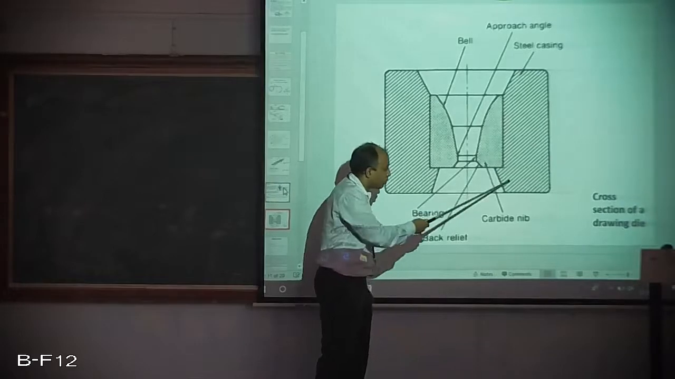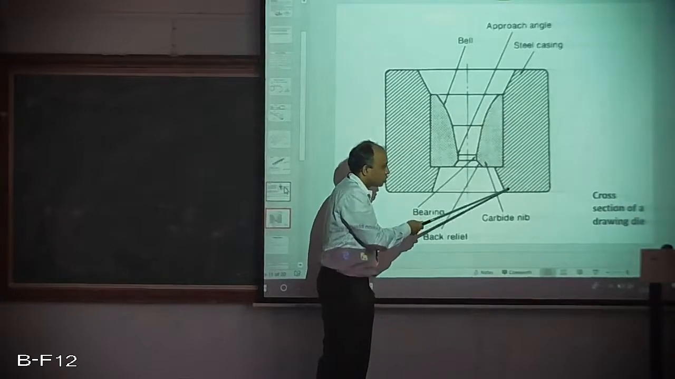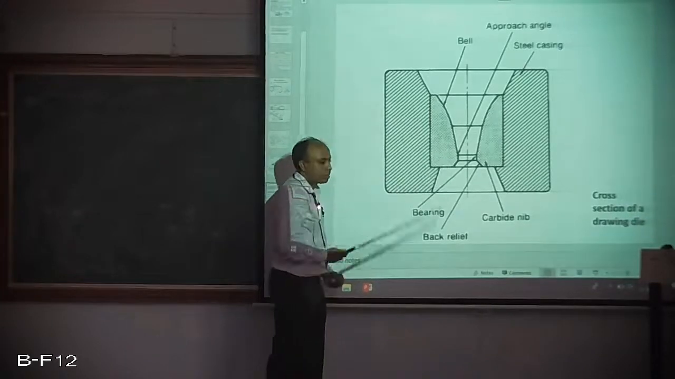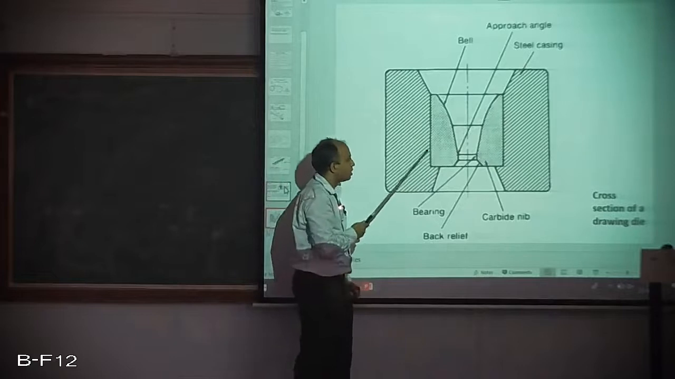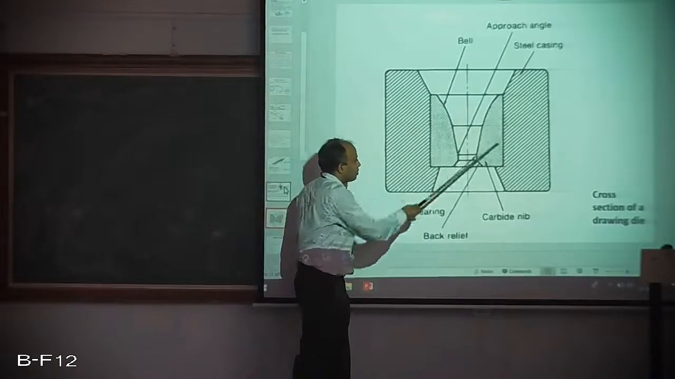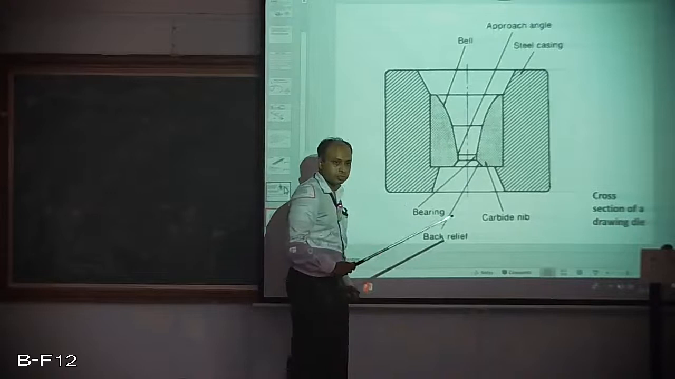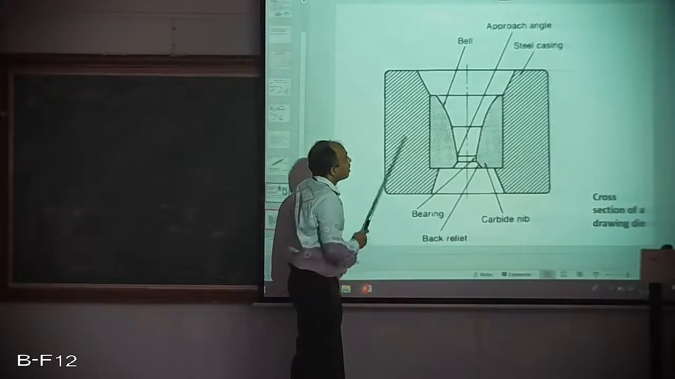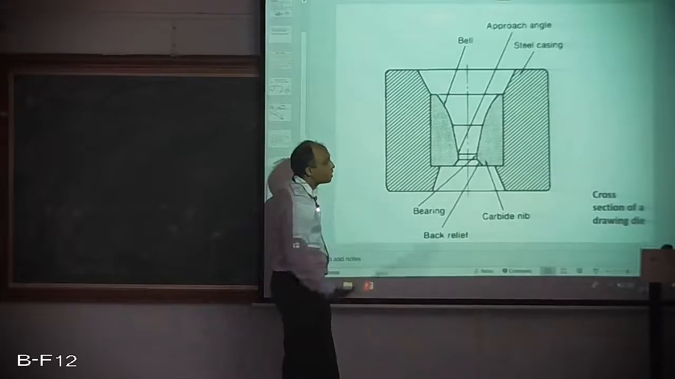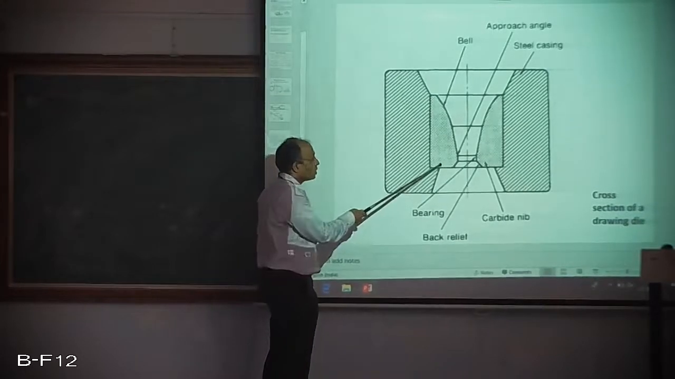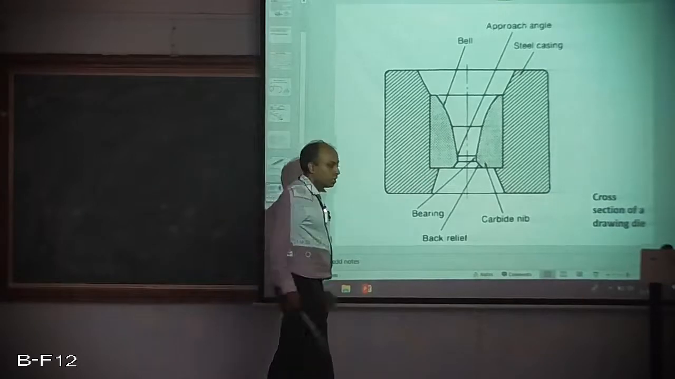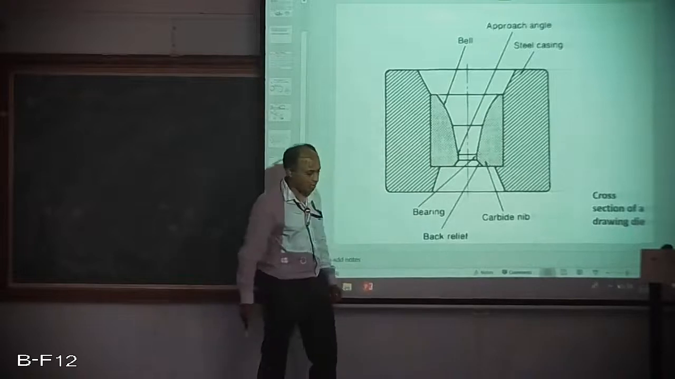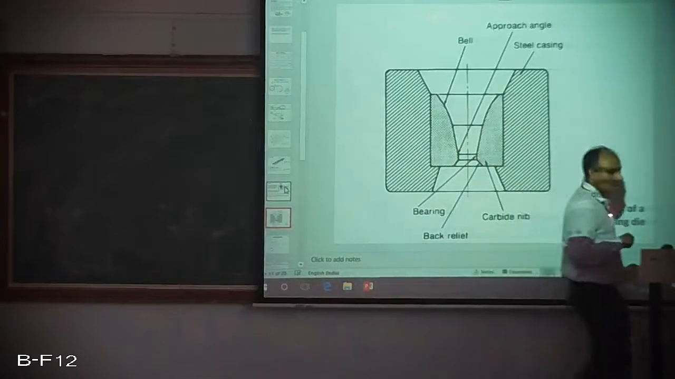So a composite design is used for making the die. Whenever I say composite, it is not a single piece. Everything is not made up of carbide, neither is everything made up of steel. The inside portion, the nib of the die, is carbide, and the outside casing is made of steel. A tougher material combined with a wear resistant material, so both qualities are included. This kind of design will improve the life of the die.